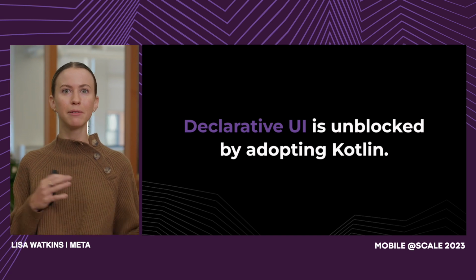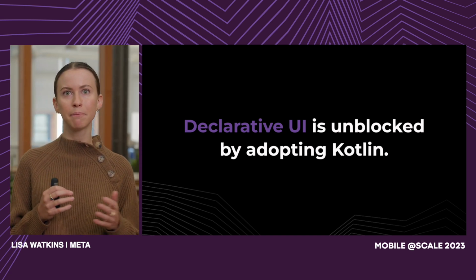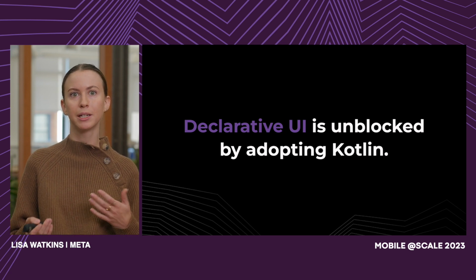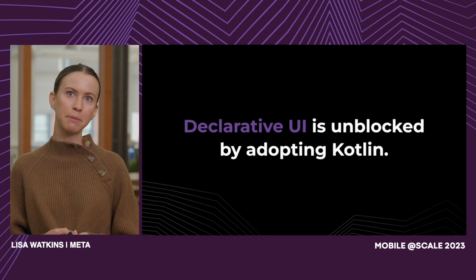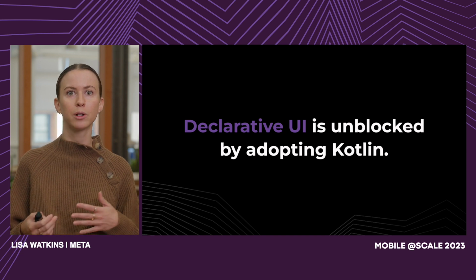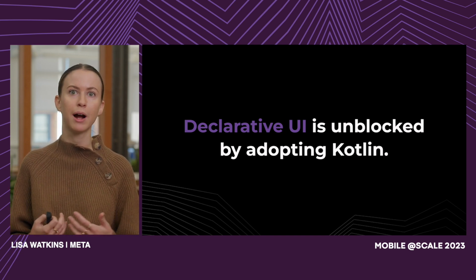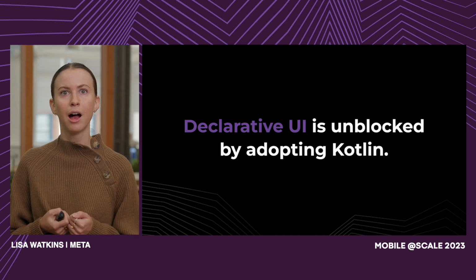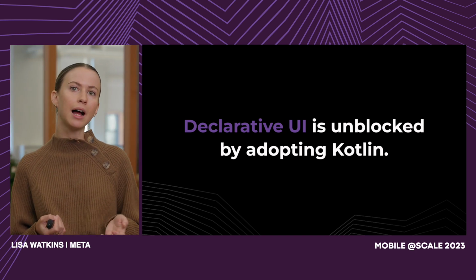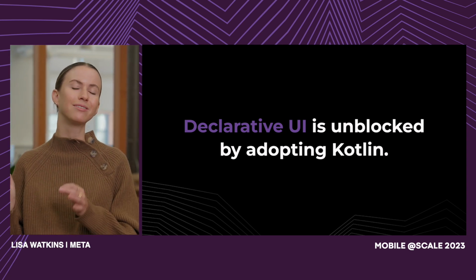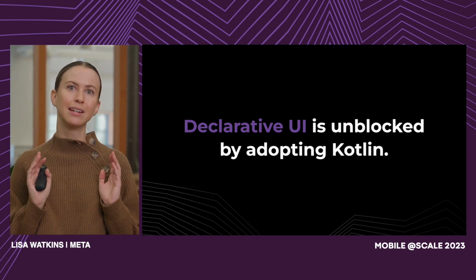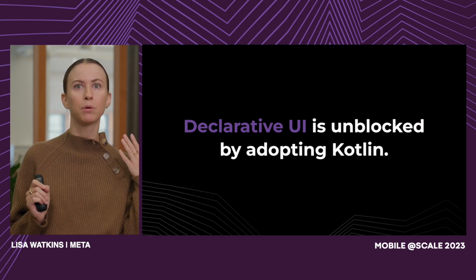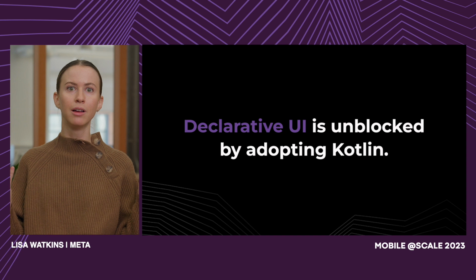This was a little bit of a bet, but it's been pretty true. Declarative UI, for example, is unblocked by adopting Kotlin. Many of you might be familiar with declarative UI frameworks like Jetpack Compose or SwiftUI. These are gaining popularity across the mobile development industry. Declarative UI simply allows you to declaratively write UI elements in only Kotlin, versus the legacy APIs that involved writing both Java code and XML.